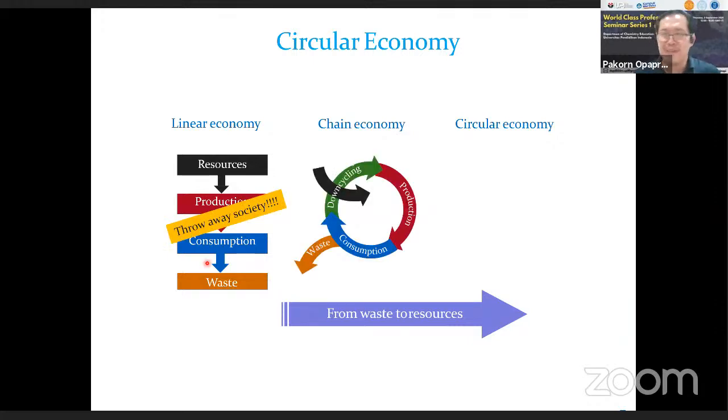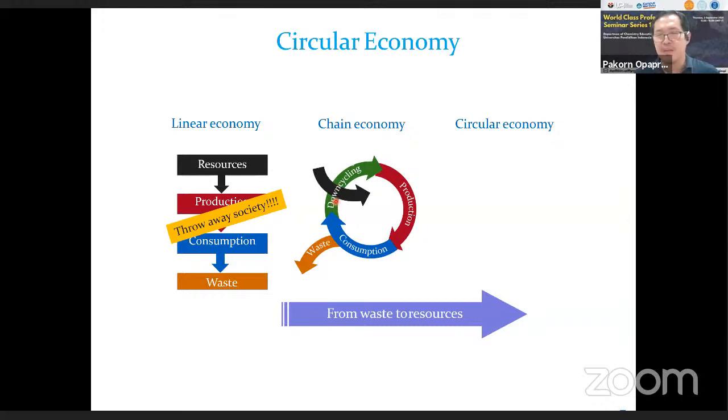And recently, we are also doing better. We try to implement the concept of recycling. So instead of throwing everything away as waste, we can take some of the post-consumer products and convert them into new products. So we call it recycling. But the recycling concept here is considered downcycling.